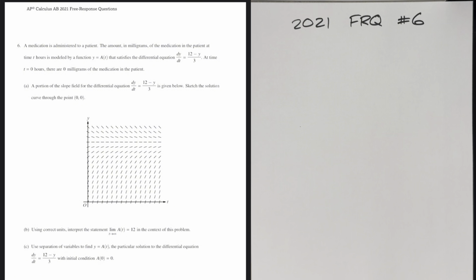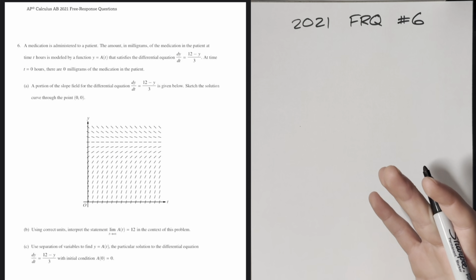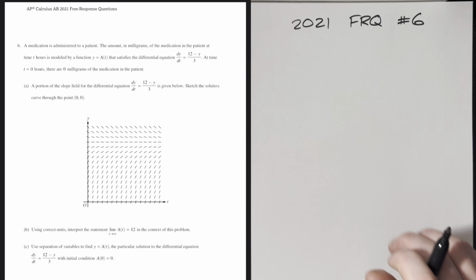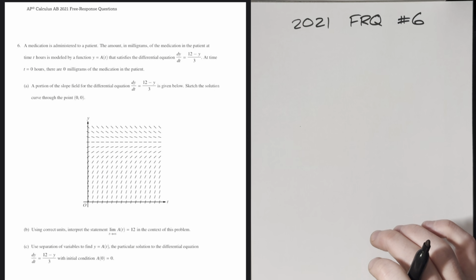We are doing another FRQ review. This time it is the 2021 exam, question number 6. So we're going to be looking through this question together. It should be interesting. We got a slope field question, a differential, almost looks like a related rates question at the end. I don't think it is, but part C is a separation of variables question, which I think is really tough. So this should be a really worthwhile FRQ. I'm excited about it, but let's get to reading.